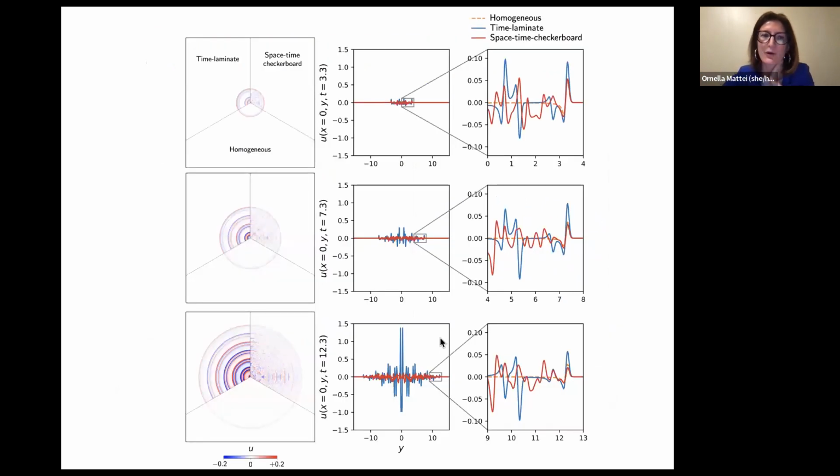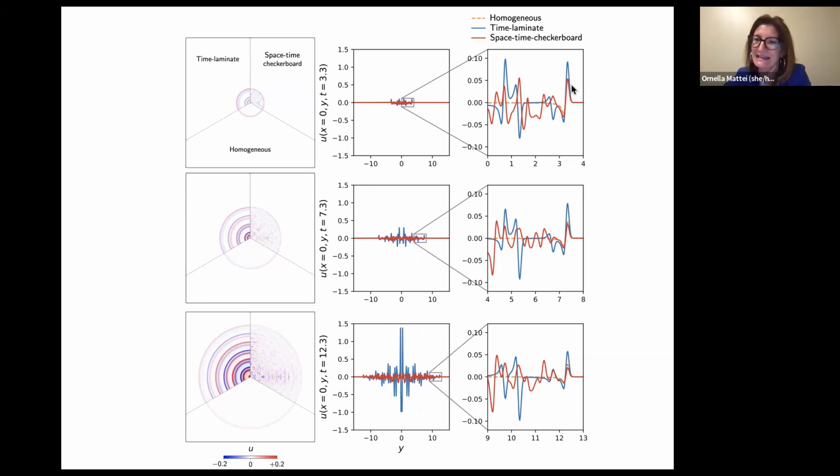All right, let's now compare these results of the space-time checkerboard with what you would get in a two-dimensional time laminate versus the case of a homogeneous material. So you see that indeed, when you introduce the space geometry in a suitable way, the intensity of the wave is overall constant in time, whereas the one corresponding to the case of a time laminate will exponentially blow up.